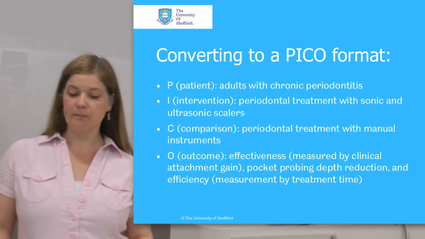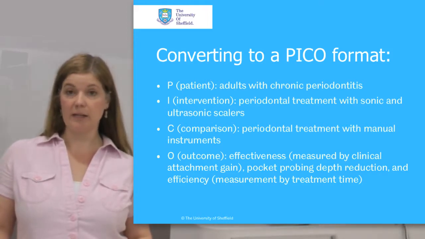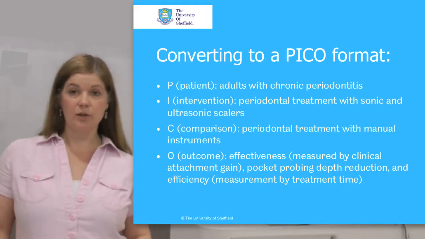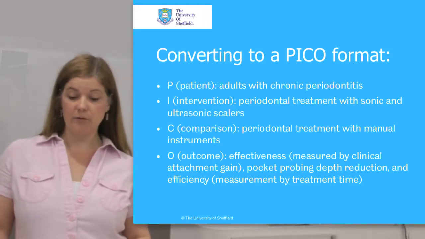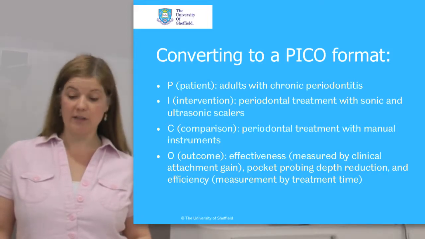The comparison is just your standard treatment with manual instruments. And the outcome, well, firstly, effectiveness, because you want to know obviously whether you've achieved attachment gain. It could be pocket probing depth reduction, and also efficiency could be used as an outcome because obviously for him he wants to have treatment in less time. So it could be measurement of treatment time, could be an indicator of efficiency, or you could measure anxiety.